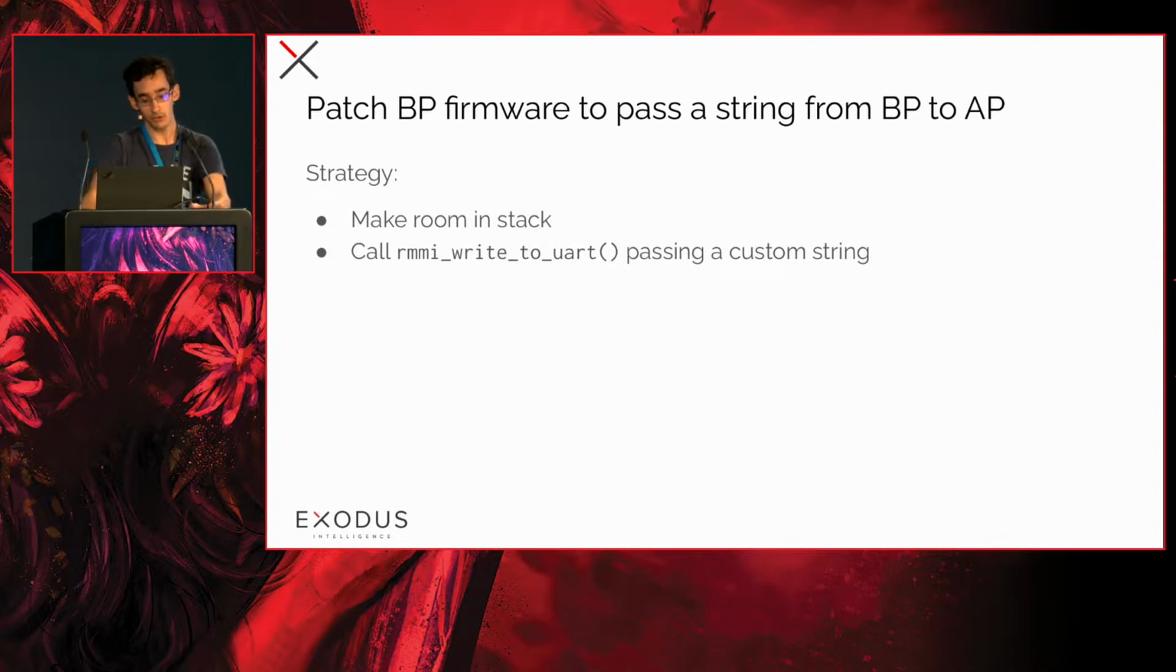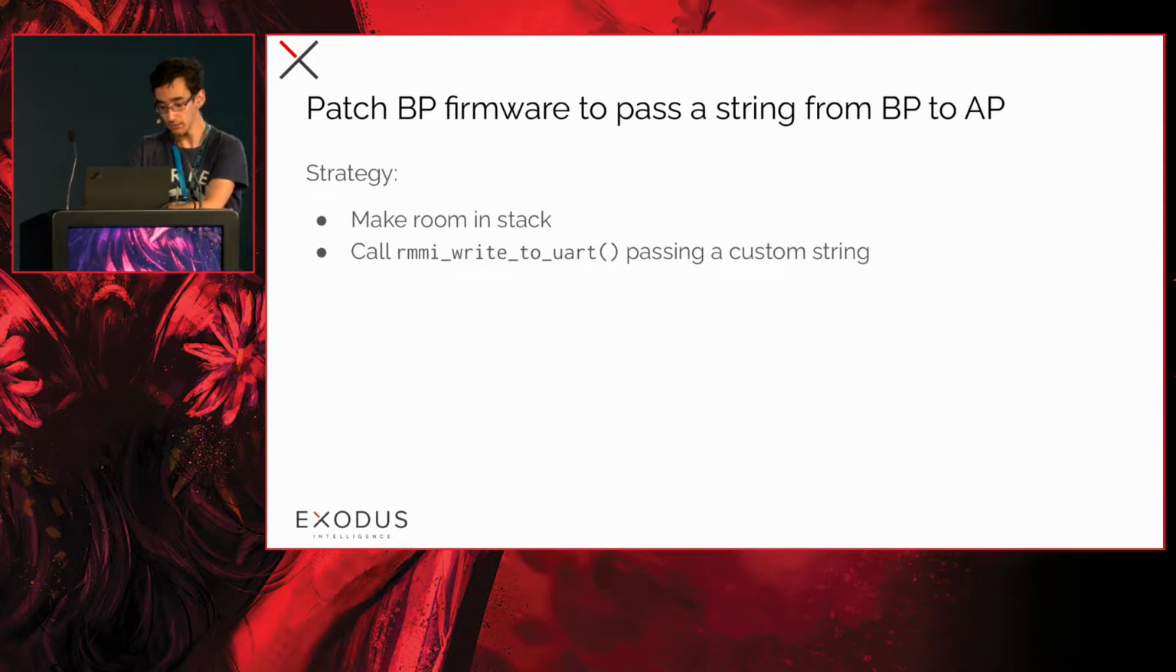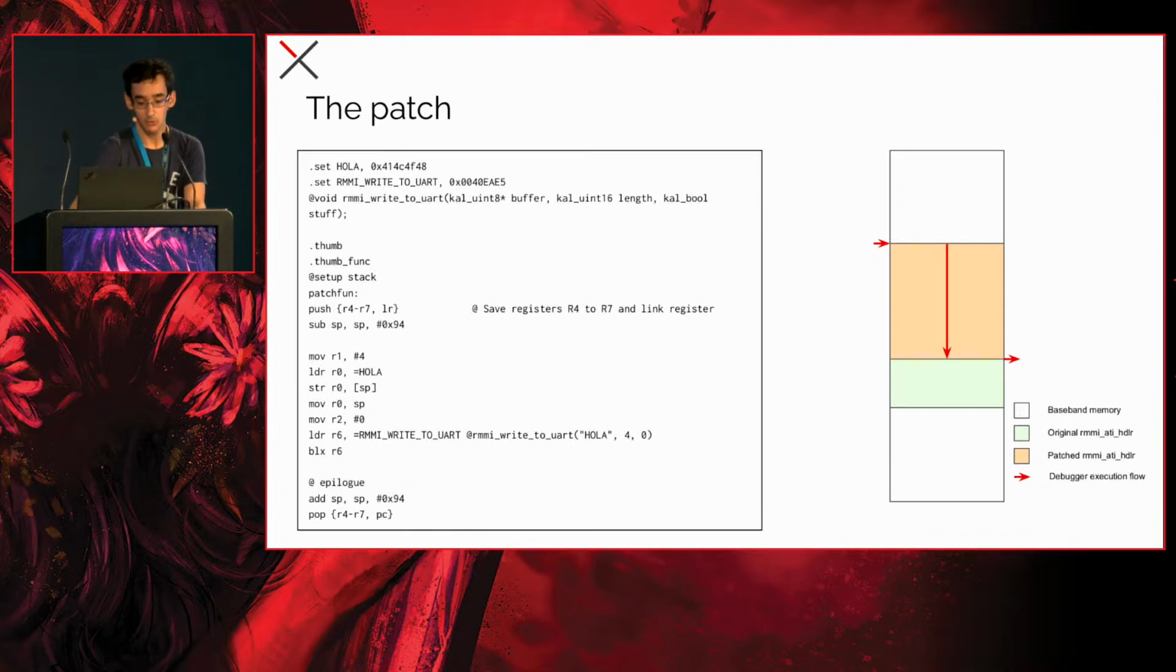So our strategy right here is going to be to make some room in this stack in the patch that we're going to develop, and we're going to be calling RMMI write to UART to pass a custom string, whatever we want, back to the application processor. The string that I chose is going to be hola, which means hello in Spanish, by the way. So here we're making some room in this stack. We're configuring R0, R1, and R2 with arguments, and we're just loading the address of RMMI write to UART into R6, and we're just calling it.